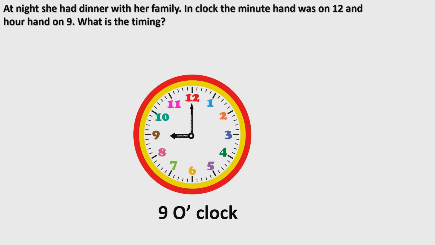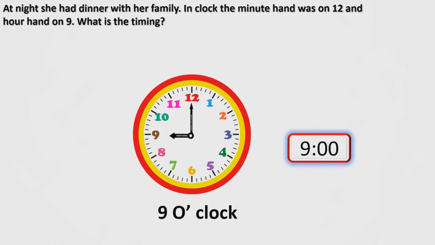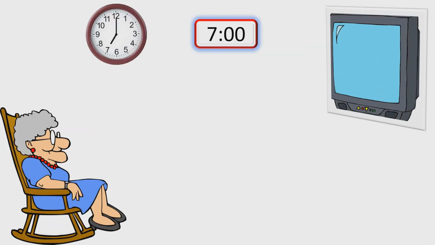9 o'clock. And in digital clock, we can show as 9:00. Let's take one more example. Tara's grandmother wants to see Ramayana on television, which will come at 2 o'clock in the afternoon.